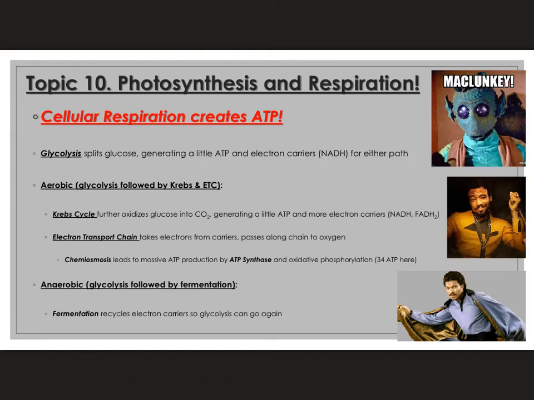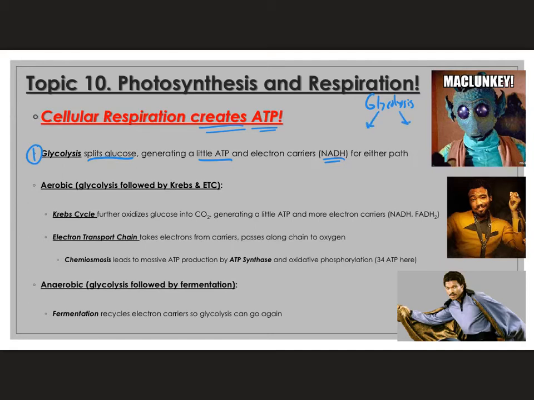Now, first and foremost here, remember that cellular respiration creates ATP. This is why we do it, right? This is why our cells do this, is to take those large molecules like a carbohydrate and convert it into usable energy in the form of ATP. No matter what kind of organism we are, we're going to do glycolysis first. And remember, word roots here, glycolysis, sugar split. So this is going to split glucose, make a little bit of ATP, and generate those electron carriers, NADH. So stage one is glycolysis.